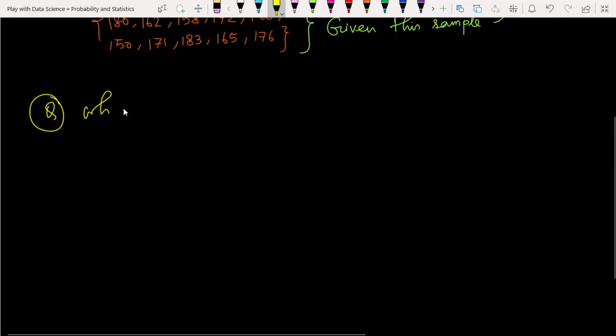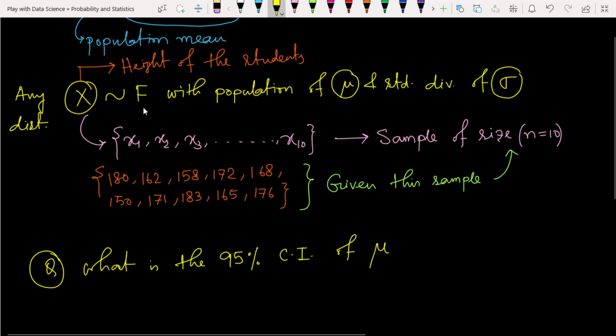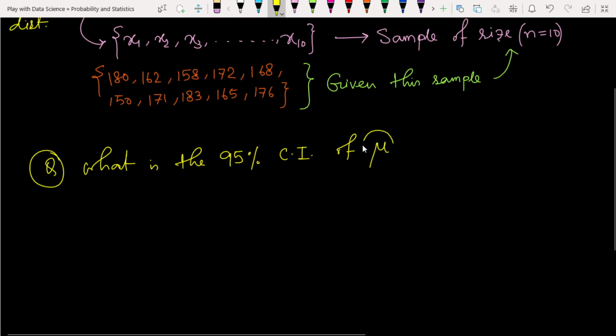So now the question is, what is the 95% confidence interval of this population mean? It could be anything: 95, 90, 80, 75. How do we find this confidence interval?